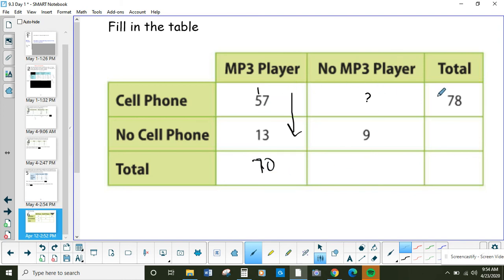These two add up to equal this over here. So what do I do? Then I can just subtract these two, right? I can go 78, take away 57, and I see I get a difference of 21 right there. This is how we fill this table in.